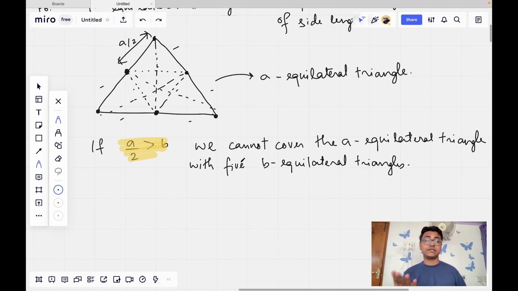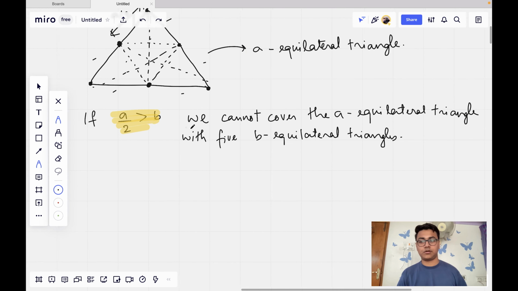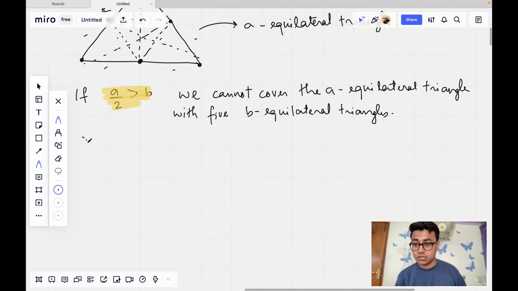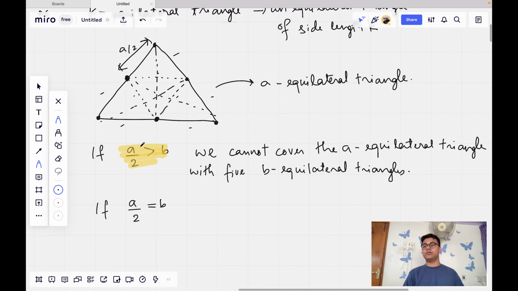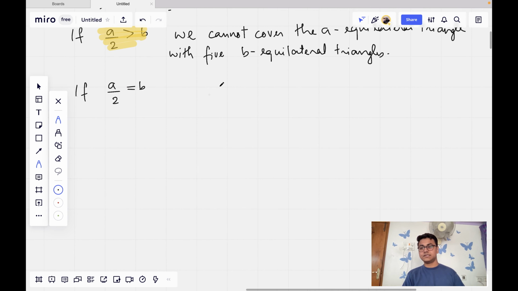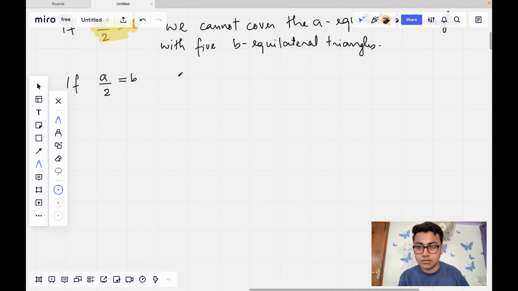We will need at least 6 B equilateral triangles. So A by 2 greater than B is not possible. The second possibility is if A by 2 is equal to B. What if A by 2 is equal to B? Then very easily we see the first configuration that comes to our mind.